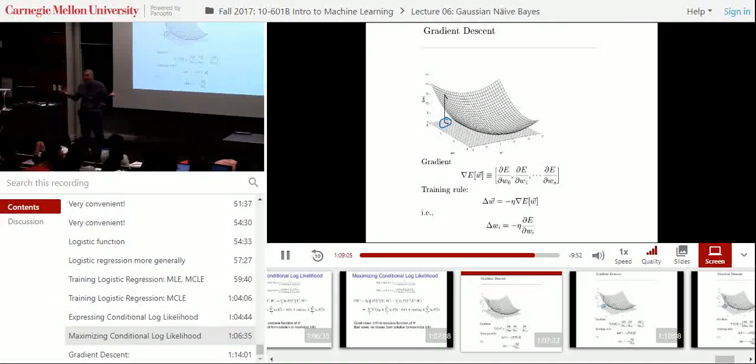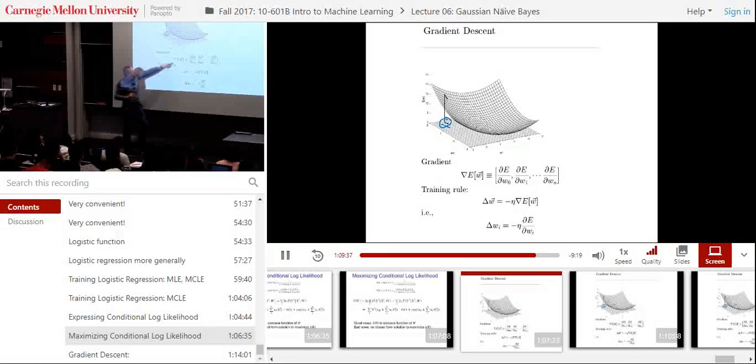We calculate the conditional likelihood. And then we calculate the gradient. The gradient is the vector. This is actually the gradient right here where I drew my circle. That's the gradient. That's the direction we want to move W0 and W1 in order to go most steeply down the surface that we're trying to minimize.